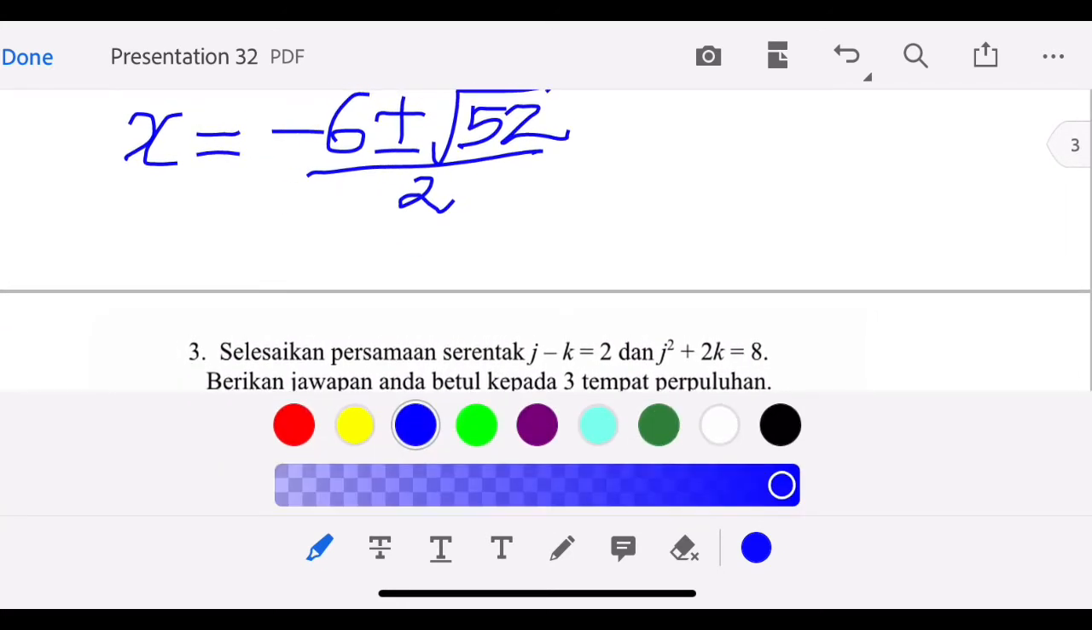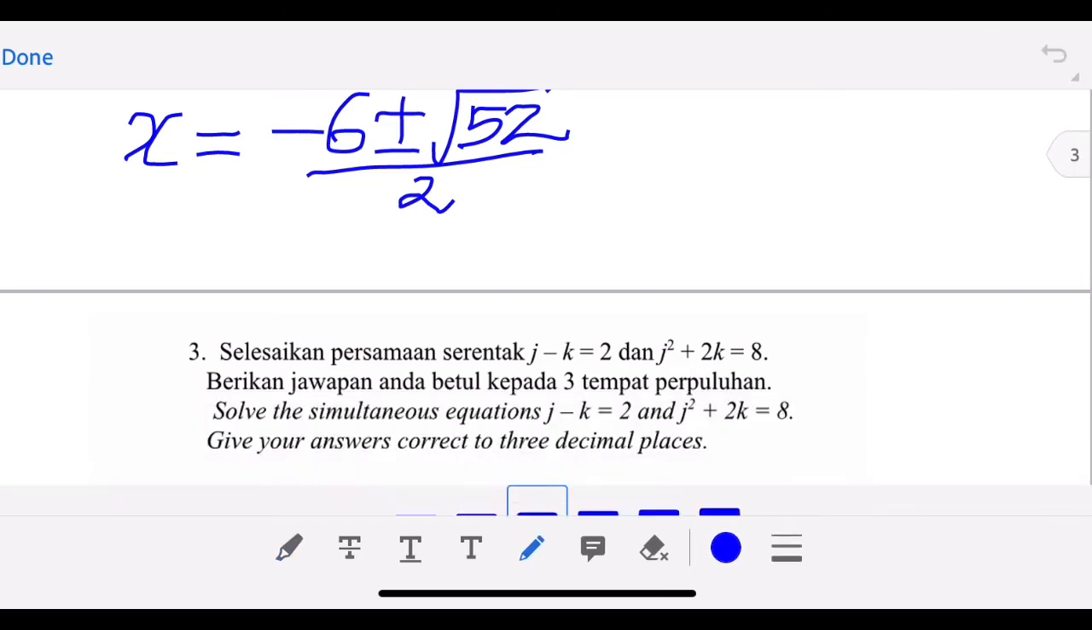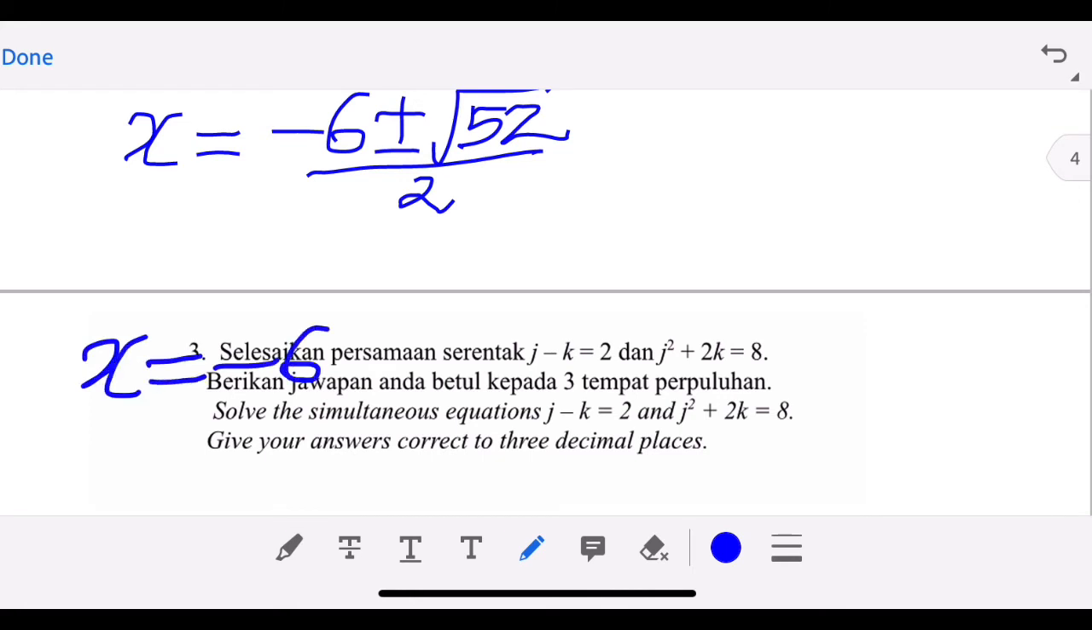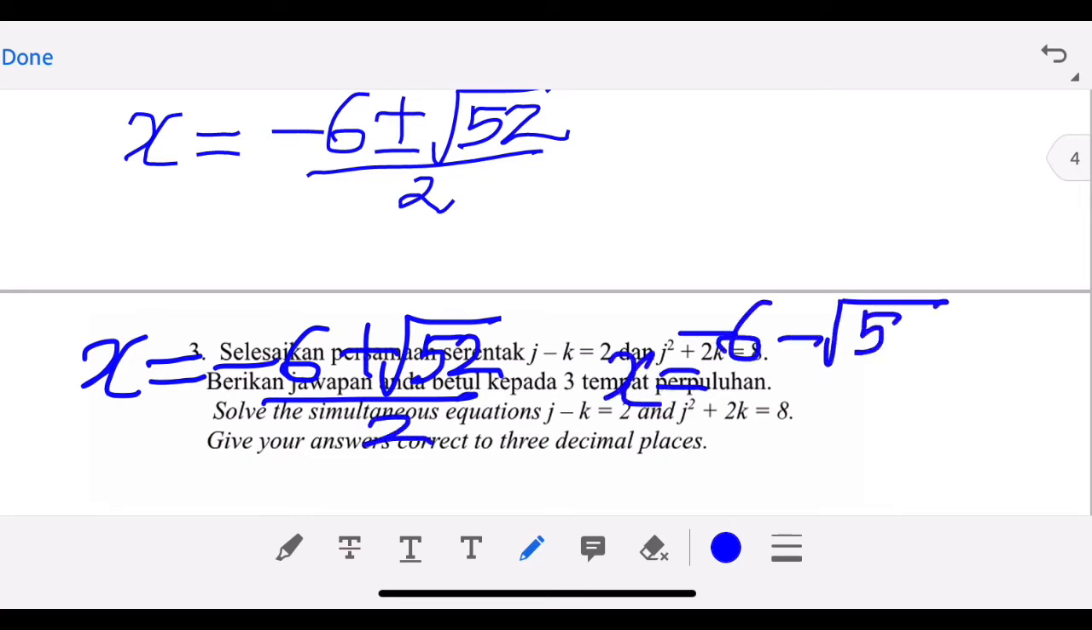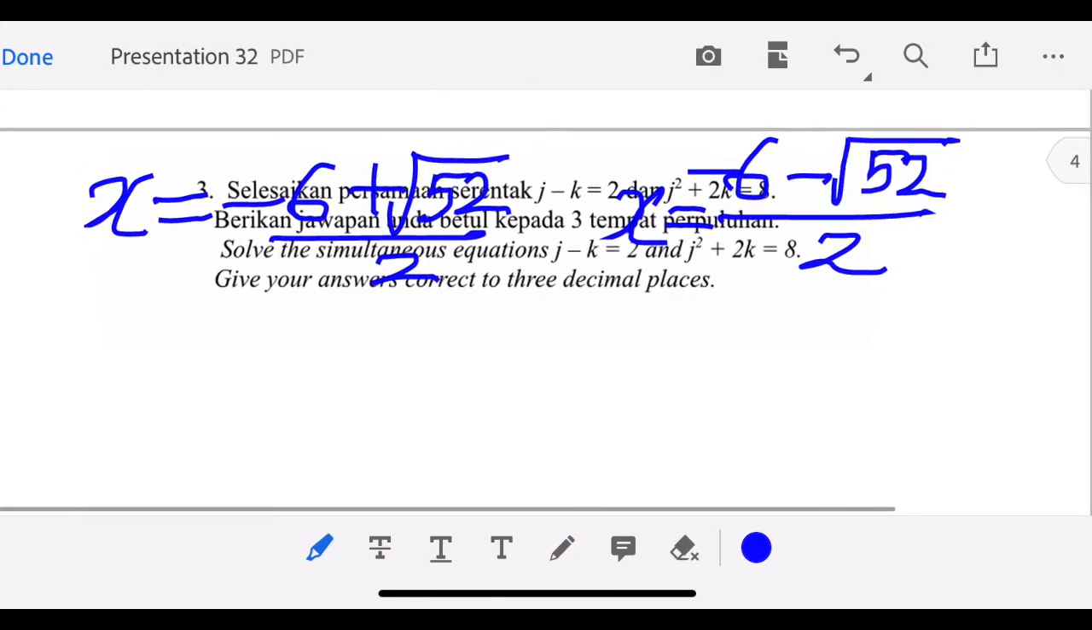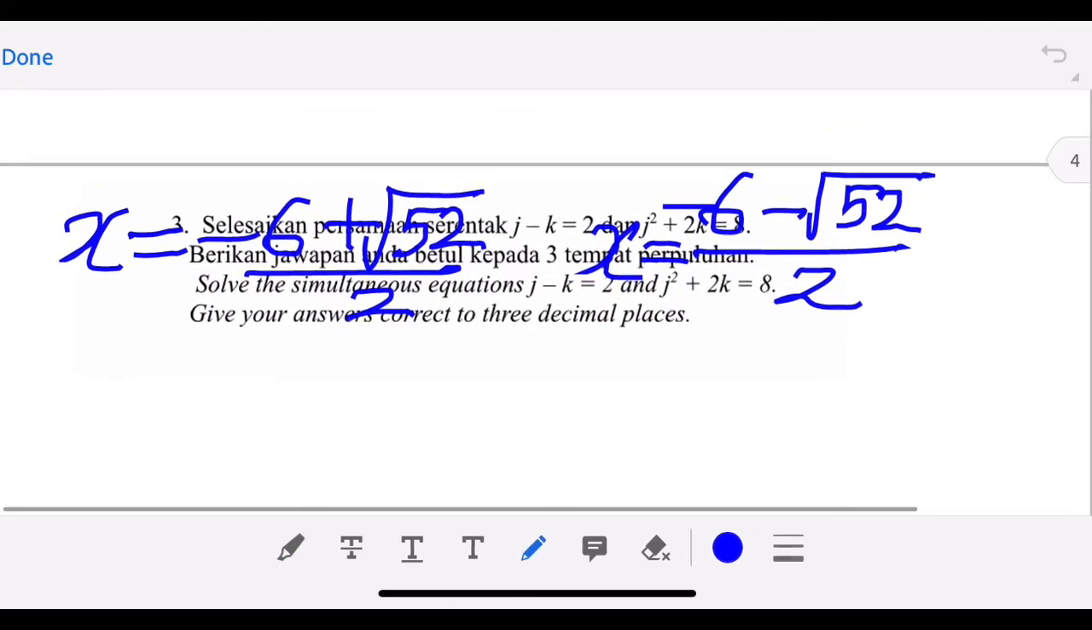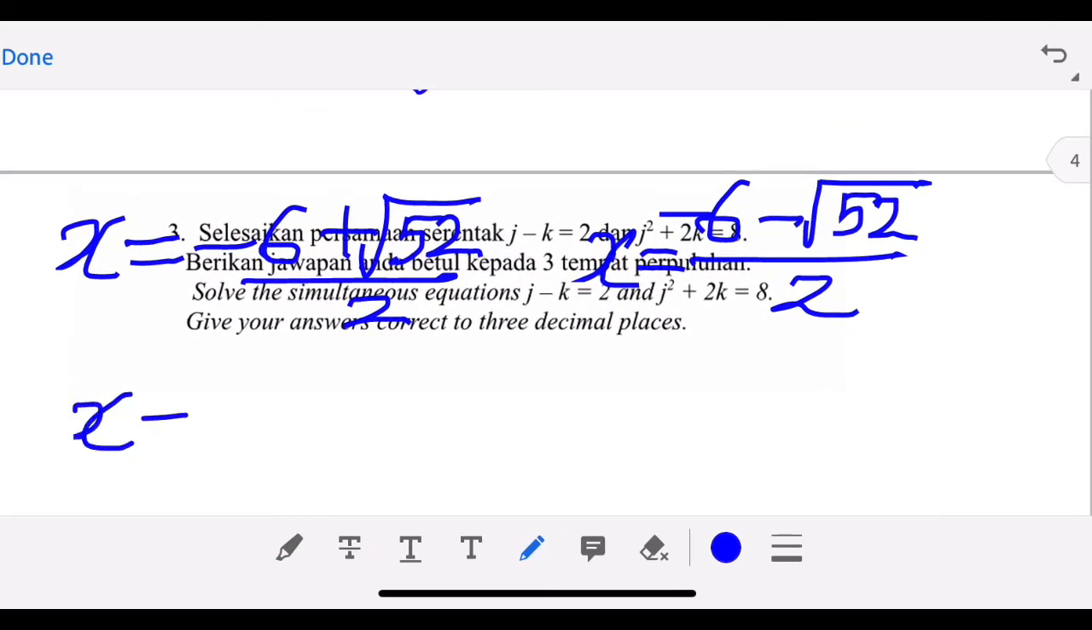Your x will be negative 6 plus square root 52 over 2, and the other x will be negative 6 minus square root 52 over 2, right? So if you press the calculator, I'm sure if you simplify negative 6, this is plus square root 13.